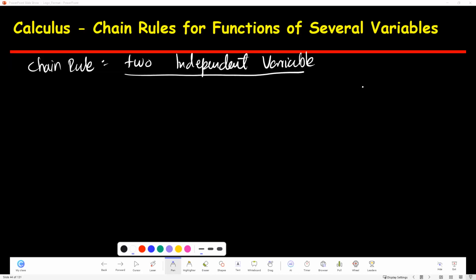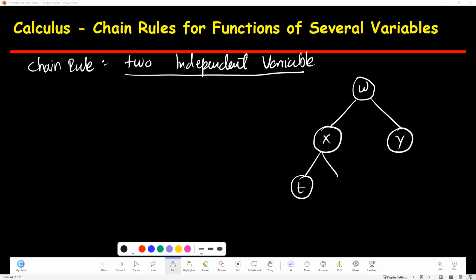When I say two independent variables, it's not going to change anything. W is a function of x and y. Now these x and y are not functions of t anymore. They are functions of t and s. Maybe here t and here is s.